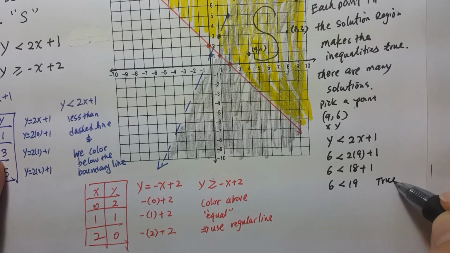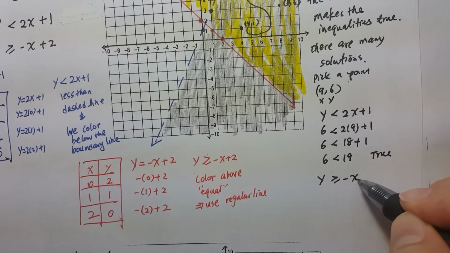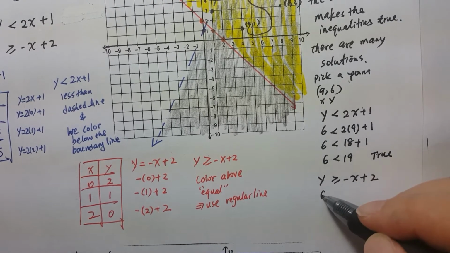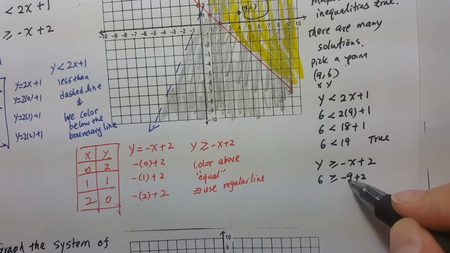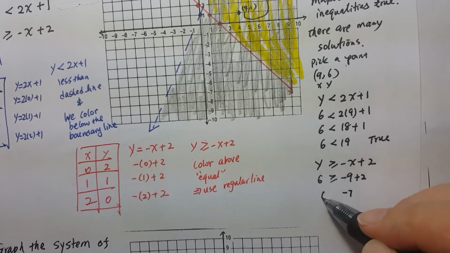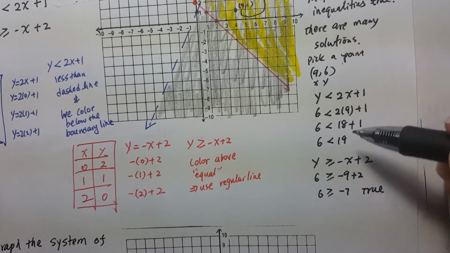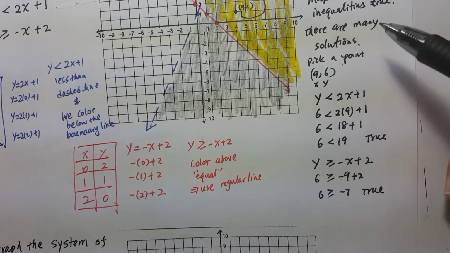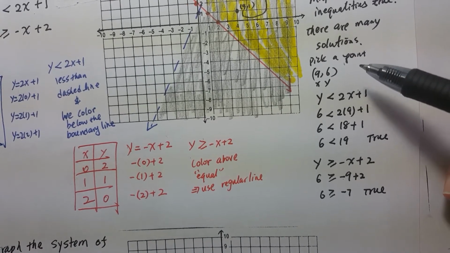It's true. Now we're going to check the other one. Y is greater than or equal to negative x plus 2. Y is 6, so you substitute negative 9 plus 2. Negative 9 plus 2 is negative 7. 6 is greater than or equal to negative 7. It's true. So if you substitute every single point into the inequalities, it makes both of them true. So it makes the entire system true.